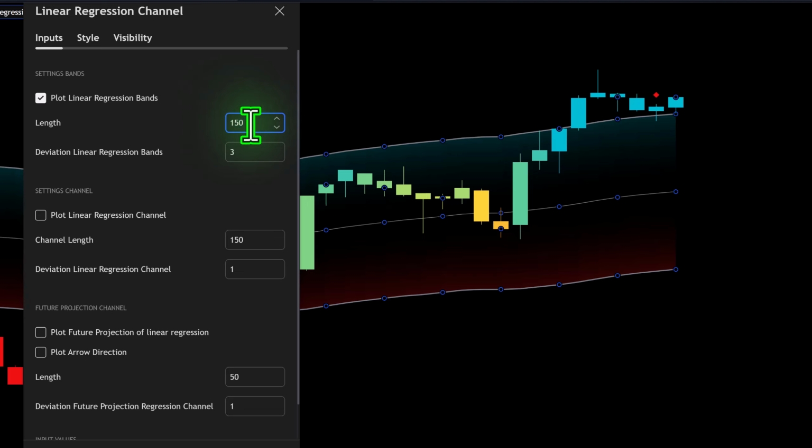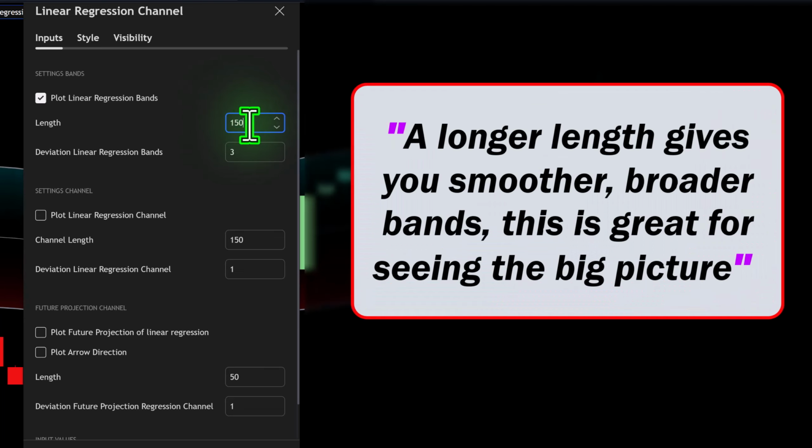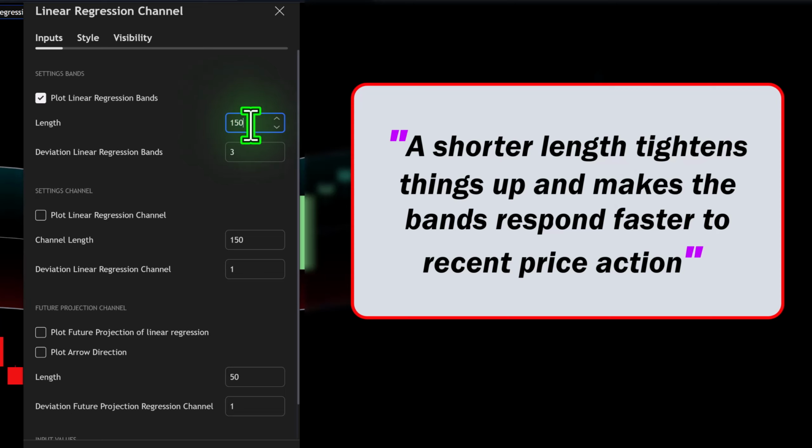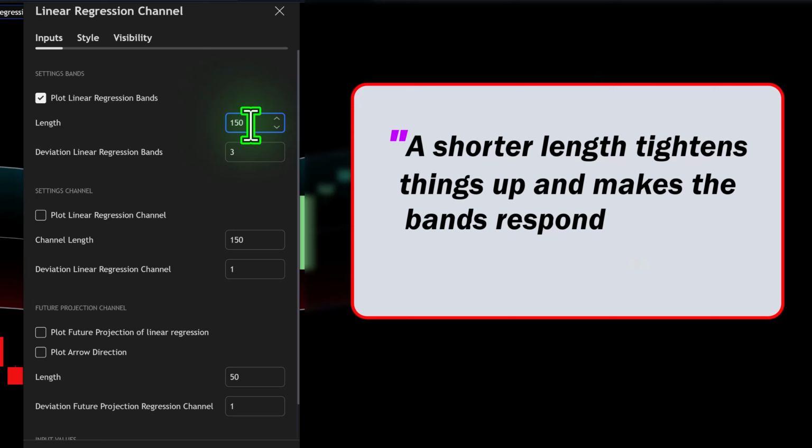Here's why that length matters. A longer length gives you smoother, broader bands. This is great for seeing the big picture. A shorter length? That tightens things up and makes the bands respond faster to recent price action.